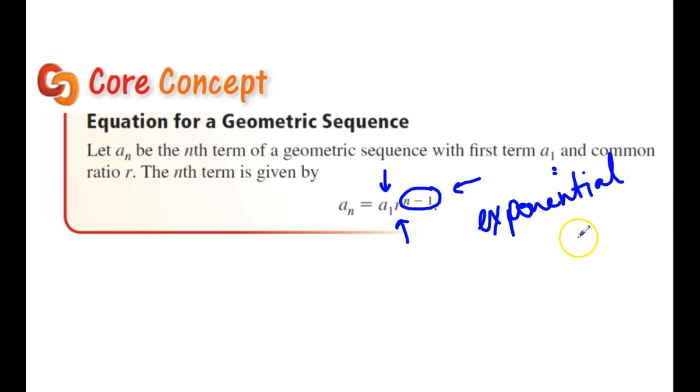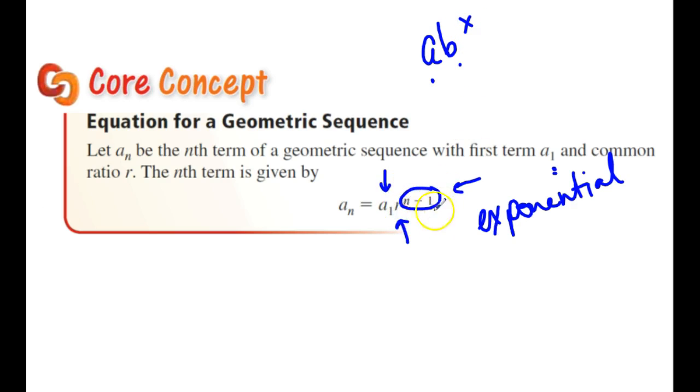This is why we're talking about an exponential function, right? So again, just like any other exponential function, we have a b to the x. It's kind of where I start, my first term, my common ratio, the thing that I multiply by every time, which is my r, and then my exponent.